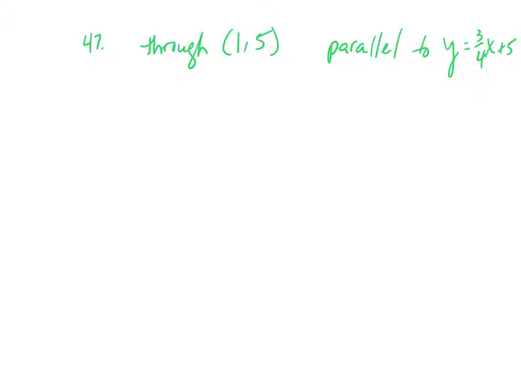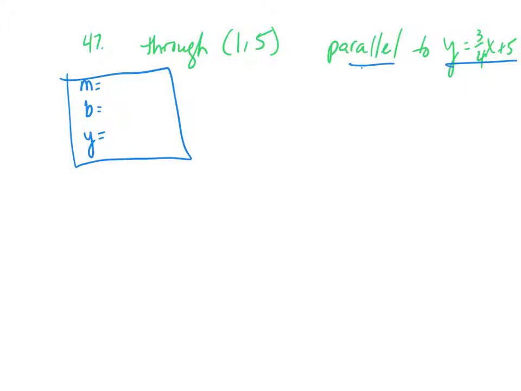Whenever they want an equation, I've told you before, make your little box of m equals, b equals, and y equals. Once you have m and b, you can write your equation. So if it's parallel to this equation, it means it has the same slope. So the slope of that equation is 3/4. So we know our slope, 3/4. Now we have to find our y-intercept. We actually don't use this equation anymore. We just get the slope off of him.